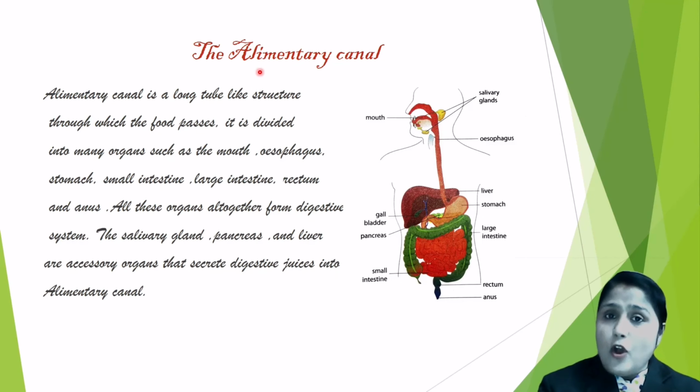Apart from these organs, we also have some accessory organs like the salivary gland, pancreas and liver, which secrete digestive juices and help in digestion. So the alimentary canal starts with the mouth and ends at the anus. So let's move to the mouth portion.